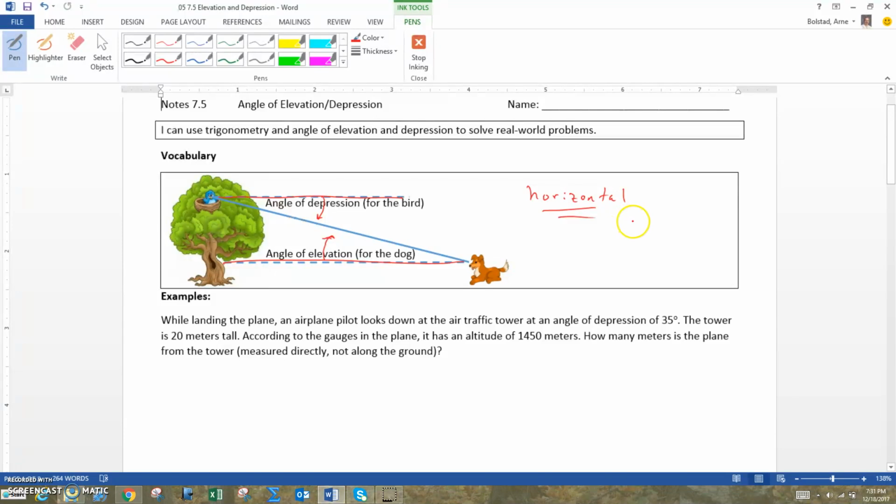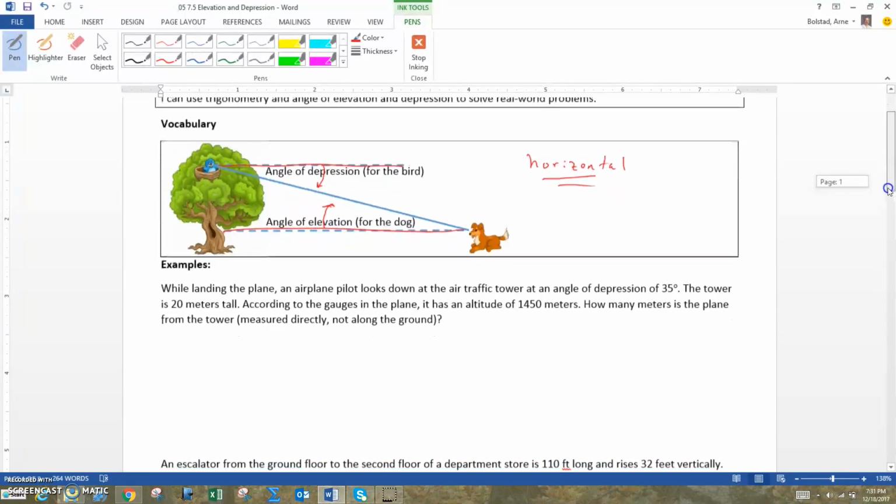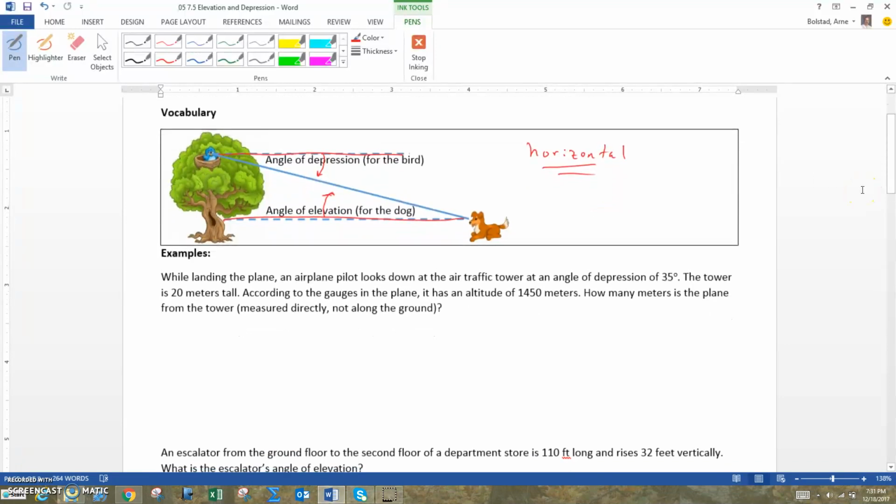So we're going to look at trying to solve real-world problems using angle of elevation and angle of depression. So let's take a look. We have an airplane landing. The pilot looked down at the air traffic control tower at an angle of depression of 35 degrees. The tower is 20 meters tall, and according to the gauges on the plane, it's at an altitude of 1,450 meters. All right, so first thing I'd suggest we do is draw a little diagram.